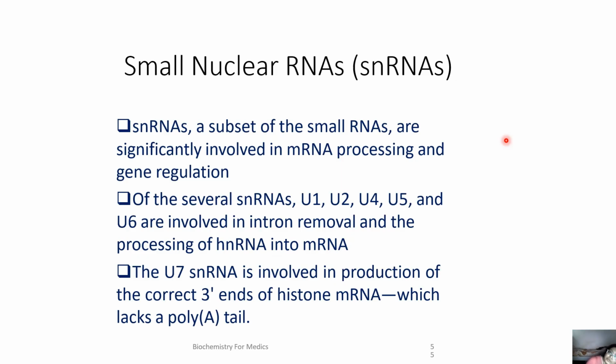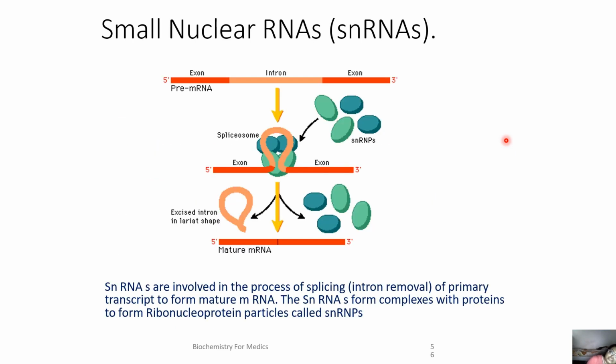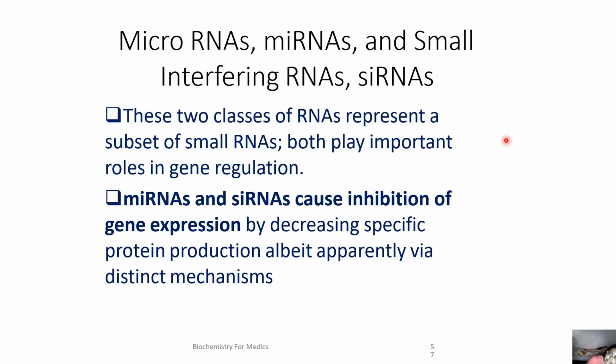So we have talked about small nuclear RNAs, snRNAs, significantly involved in mRNA processing and gene regulation. Of the several snRNAs, U1, U2, U4, U5 and U6 are involved in intron removal and the processing of hnRNA into mRNA. U7 snRNA is involved in the production of the correct 3' ends of the histone mRNA, which lacks the poly A tail. Small nuclear RNAs are involved in the splicing of the primary transcript to form mature mRNA. The snRNAs form complexes with proteins to form ribonucleoprotein particles called snRNPs.